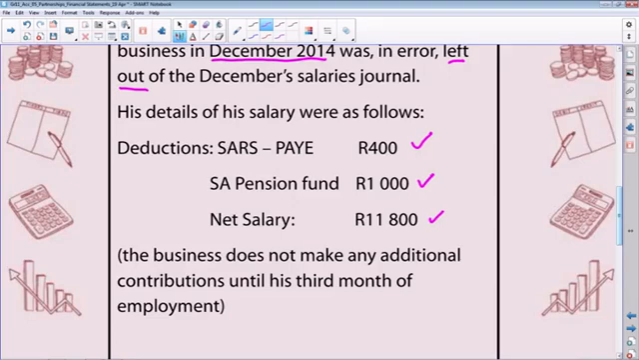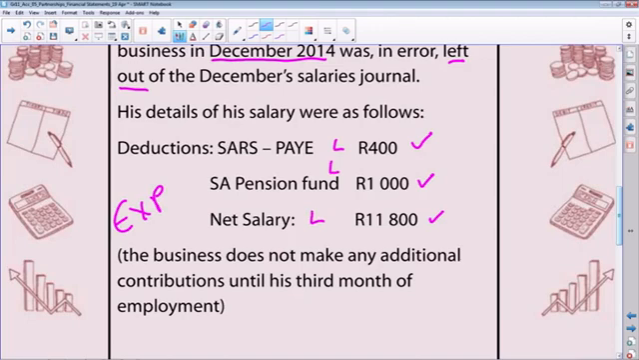Right, now how does this adjustment affect our net profit? Remember guys what I said earlier on. Net profit is calculated after taking income minus expenses. So we're now dealing with an additional expense that was left out of this calculation. So we need to bring this into account. But if I look at the information given to me, SARS PAYE is a liability, pension fund is a liability, net salary is also a liability. Net salary, remember guys from last year, represents your creditors for salary.